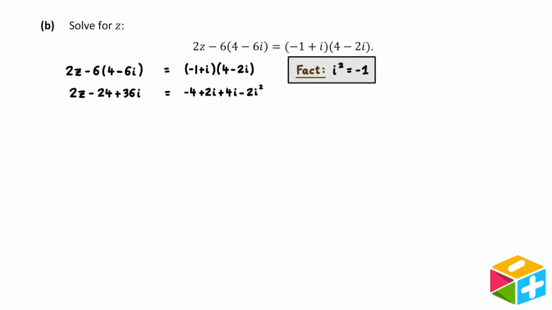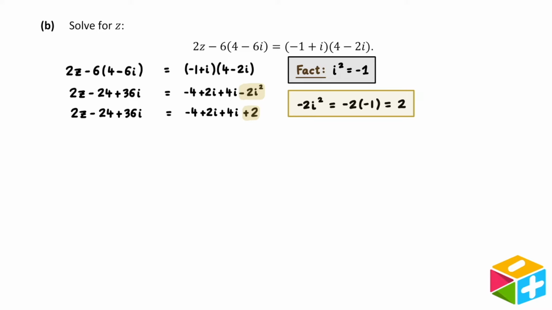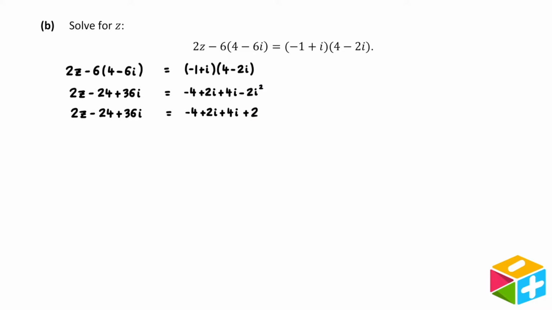Remember, the defining feature of the imaginary number i is that i squared is equal to minus 1. So the minus 2i squared we have here becomes minus 2 times minus 1, which is equal to plus 2. From here, we can do some simplification on the right-hand side. Minus 4 plus 2 is minus 2, and plus 2i plus 4i is plus 6i.